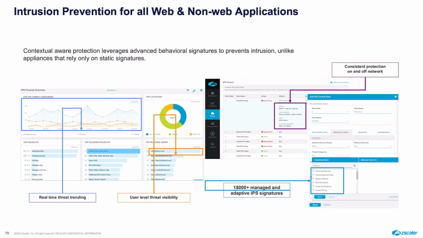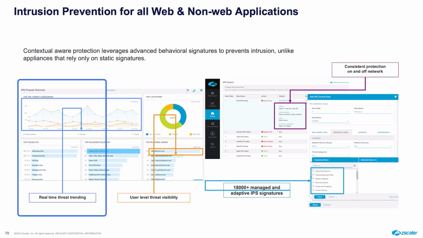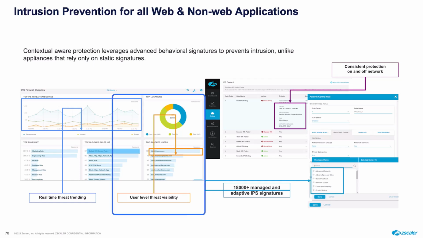And the way it works is you have real-time threat trending that you can see using the dashboards for the IPS firewall overview. You can actually drill into specifics in some of these areas. For instance, you can look at the user level threat visibility. And all these signatures are provided as part of our threat library that you can go and see.